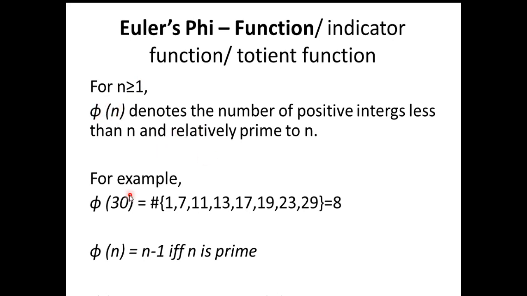For example, if n is 30, then what is phi 30? Let us see what are the positive integers less than 30 and relatively prime to 30. Those numbers are 1, 7, 11, 13, 17, 19, 23 and 29. Now these numbers are total 8. So phi 30 is 8. Note that phi n is n minus 1 if and only if n is prime.